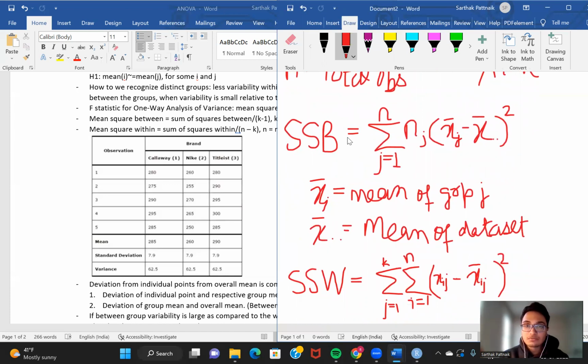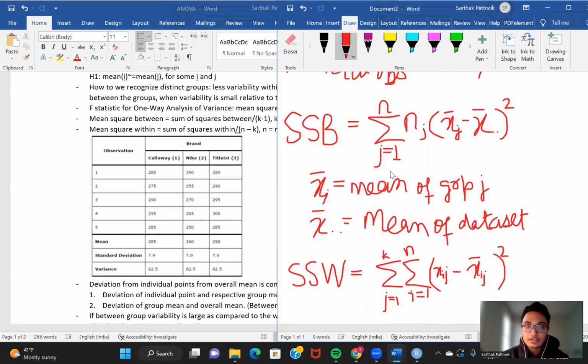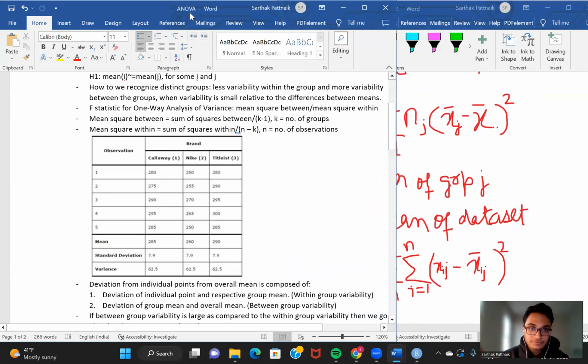So our calculation starts from calculating sum of square between and sum of square within, dividing these respective values by their degrees of freedom to get the mean square, and then dividing the mean square values to finally get the test statistic. Now that this process is clear to us, let us go ahead and take a sample example.